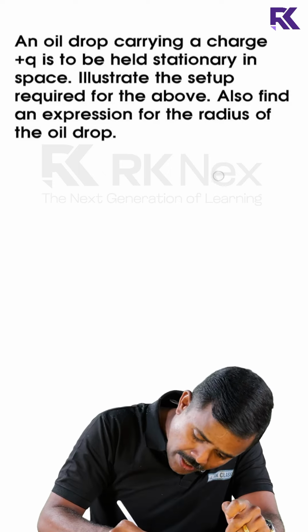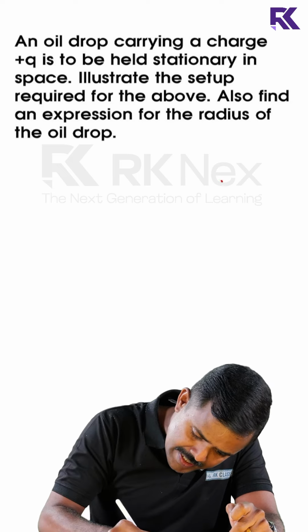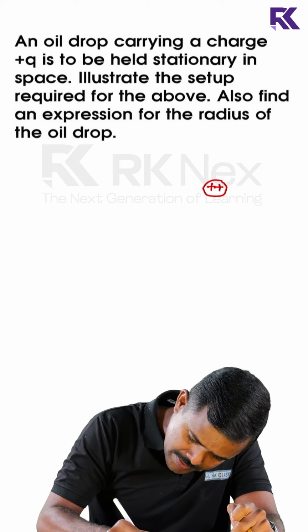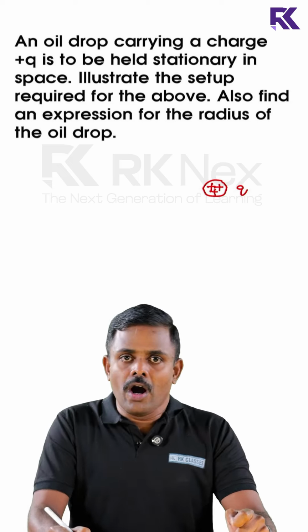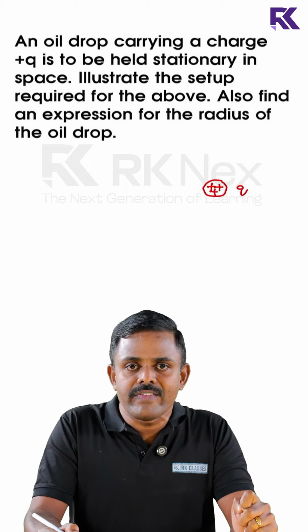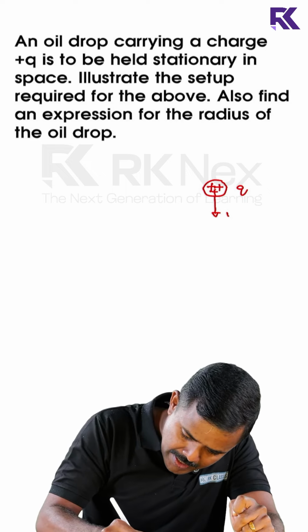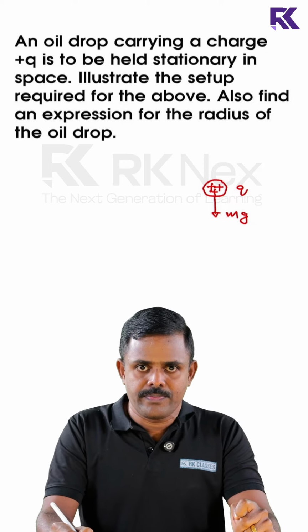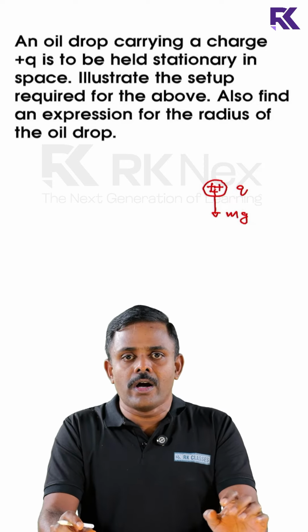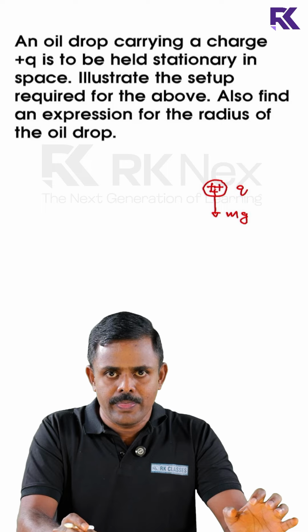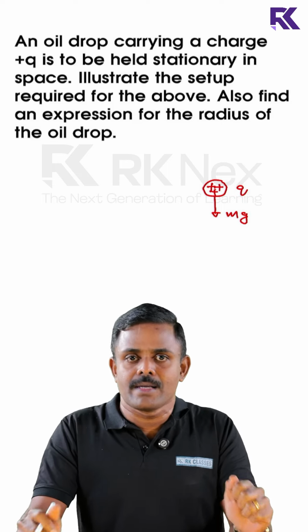Okay, so we have an oil drop right here which carries a charge of plus Q on it. The oil drop is falling down because gravity is pulling it downwards. So the weight acting on the drop is mg downwards. And if you want to keep the oil drop afloat in air, you should balance its gravity somehow.